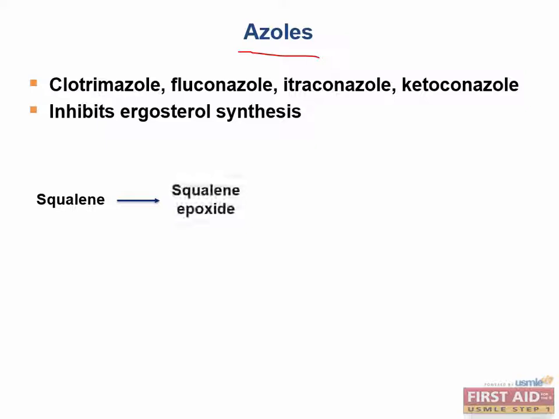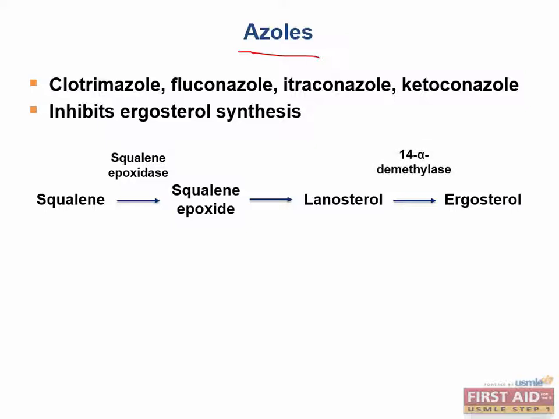The first step in the pathway is the conversion of squalene to squalene epoxide by squalene epoxidase. Next, the epoxide is turned into lanosterol, which is then turned into ergosterol by 14-alpha demethylase enzyme. The azoles work by inhibiting the 14-alpha demethylase enzyme and stopping ergosterol synthesis.